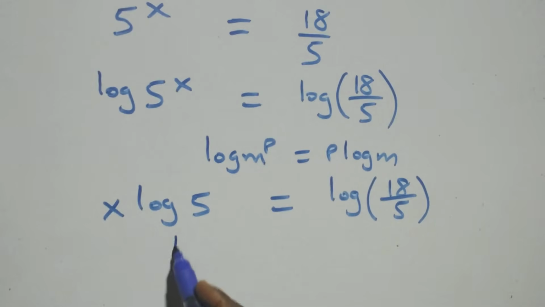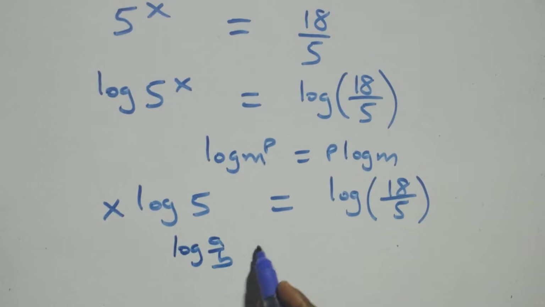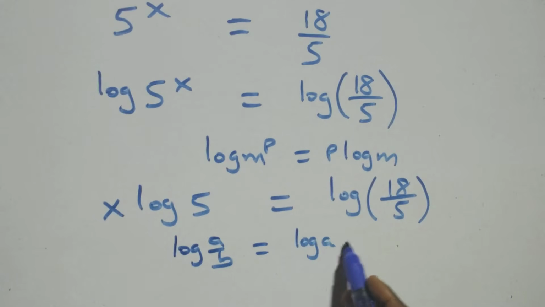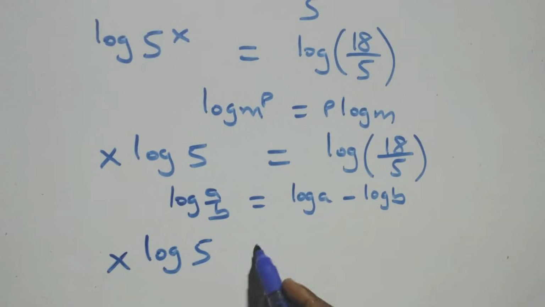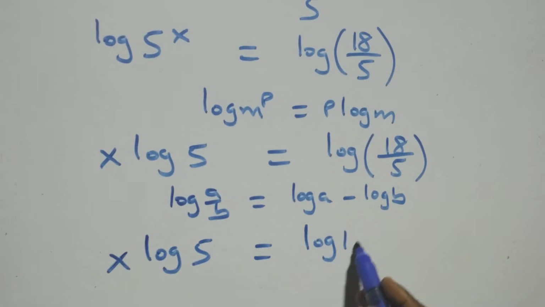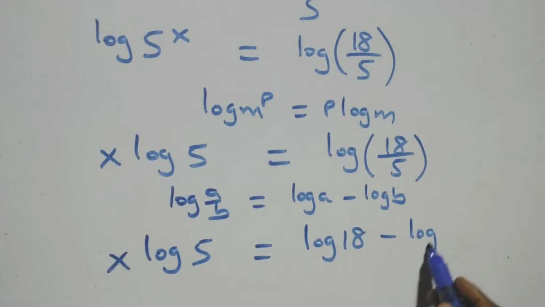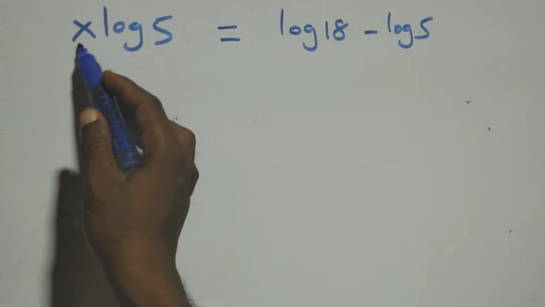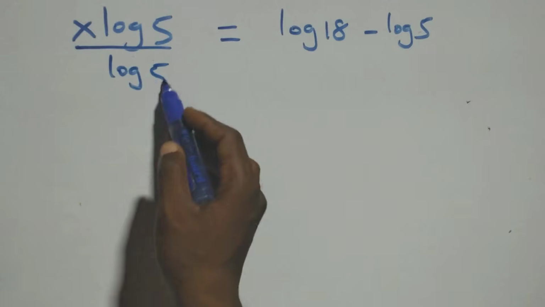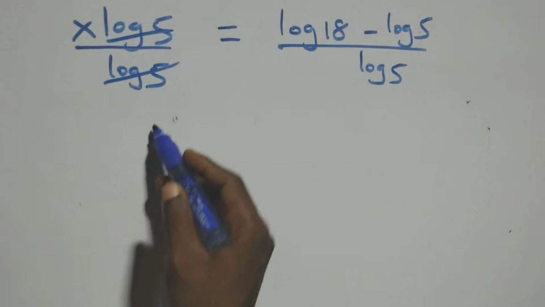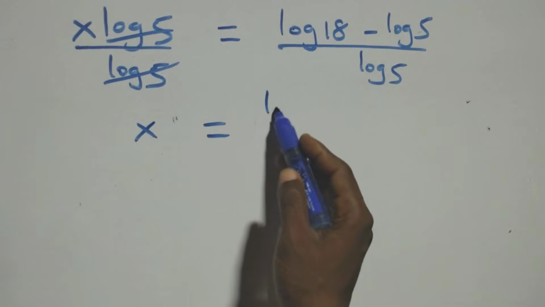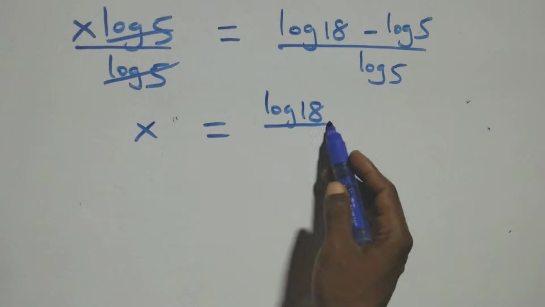Then also here, this follows when we have log a over b, which is the same thing as log a minus log b. This here we can write as x log 5 equals log 18 minus log 5. Then next step here, we divide both sides by log 5. Divide this side by log 5, also divide this side by log 5, which implies log 5 cancels each other here.